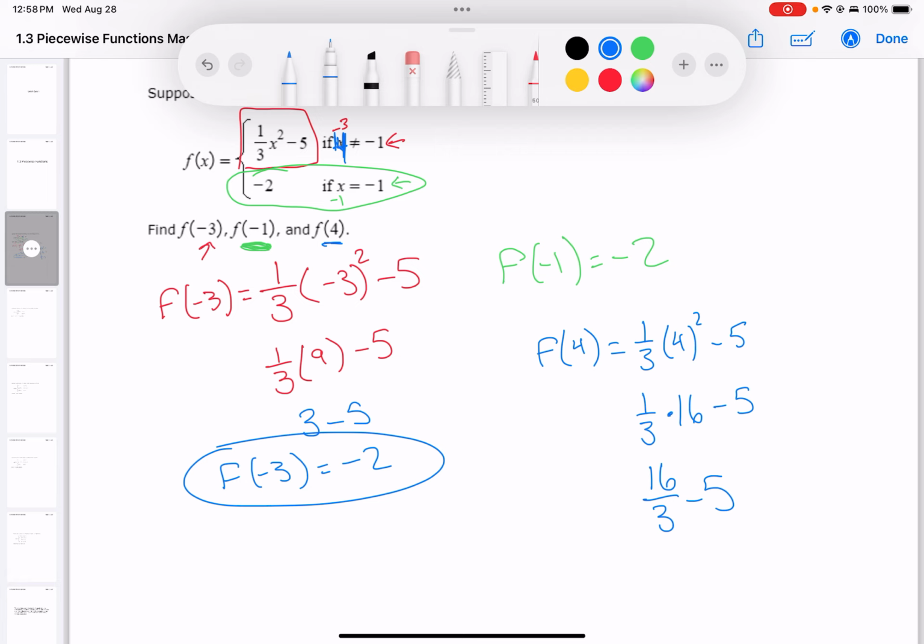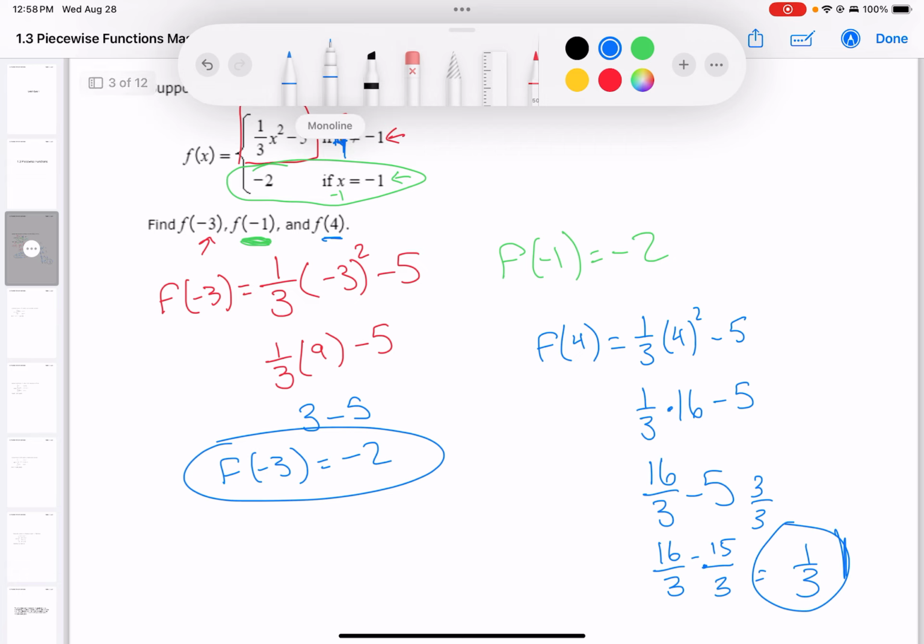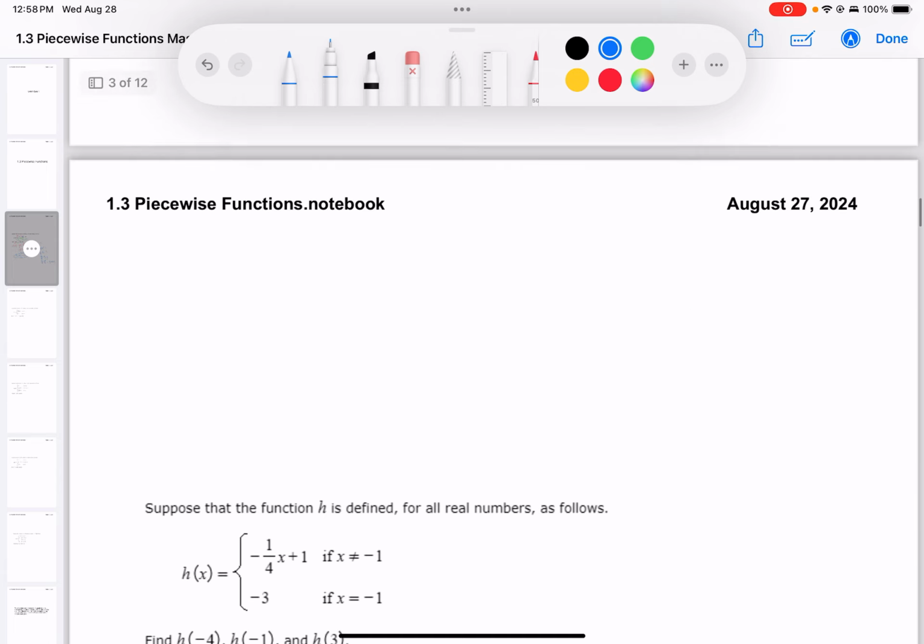And let's see. I'm going to change this to 15/3 by multiplying 5 by 3/3, which will give me 16/3 minus 15/3, which will give me 1/3. So that is your f of 4. Once again, we're just looking at what input value we have and where I can put that to make a true statement out of these multiple functions.